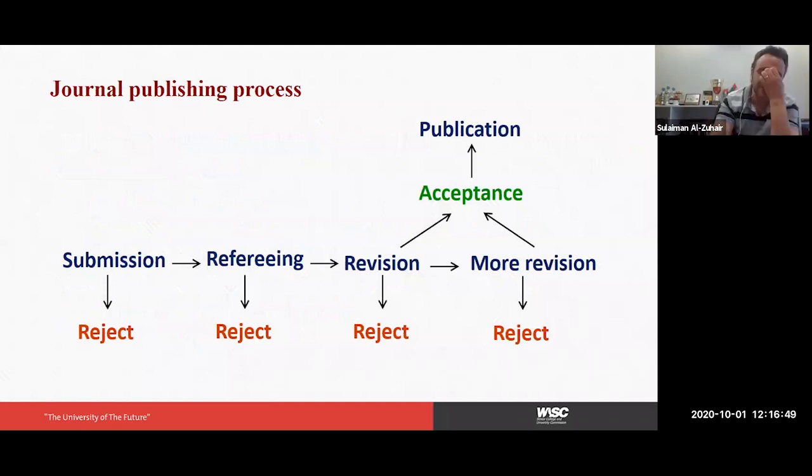You submit it, the editor may reject it immediately or send it for refereeing. The referees may reject it, or they can ask for more revision. After the revision, they may reject it or ask for even more revision, and it keeps on going until they are convinced and they accept it. At any stage of those, they can reject it. And you can see that the chances of acceptance are way less than the chances of rejection. And that's what you try to avoid in order to get your paper published.